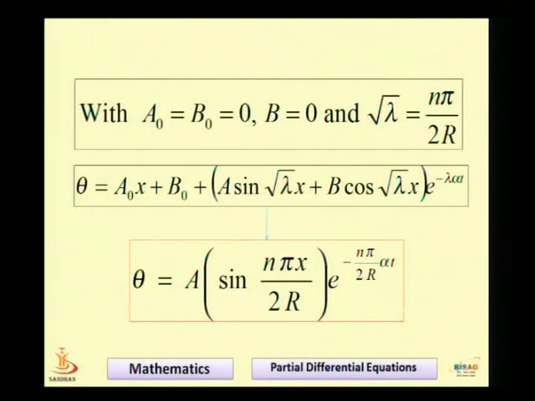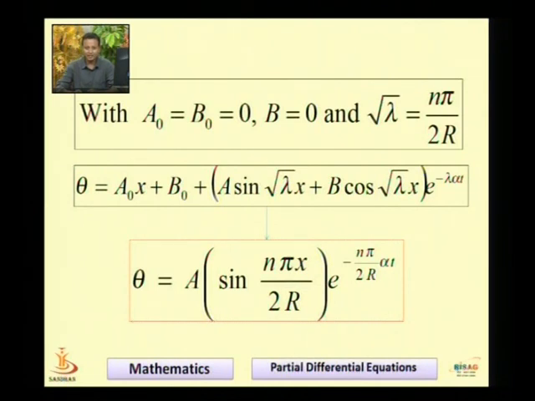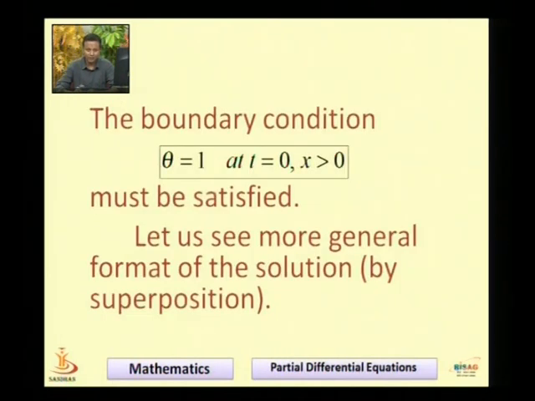So with these values of the arbitrary constants, we write the solution, and that is of this form: theta equal to (a0 x plus b0 plus a sin root lambda x plus b cos root lambda x) into e raised to minus lambda alpha t, and theta can be considered here as a sin n pi x by 2r into e raised to minus (n pi by 2r)^2 alpha t. Now one boundary condition is not used here, that is theta equal to 1 at t equal to 0 and x greater than 0, and this must be satisfied.